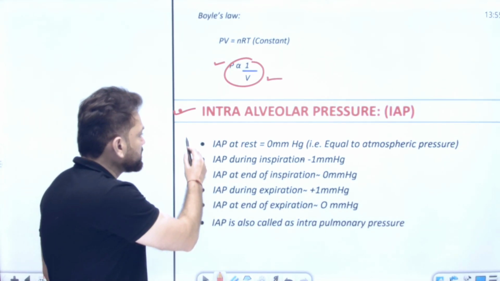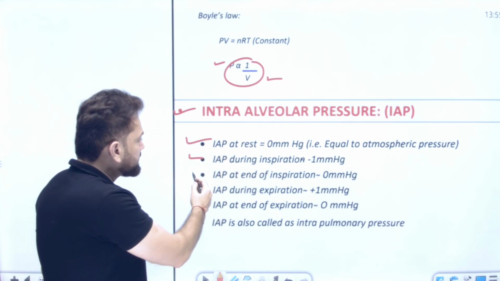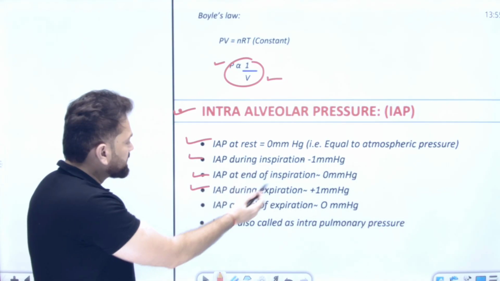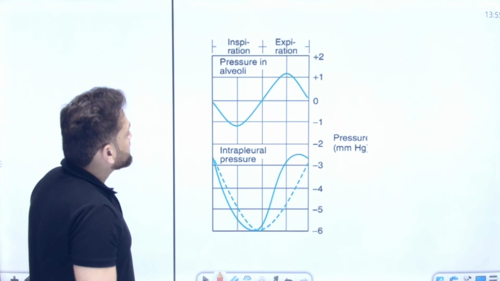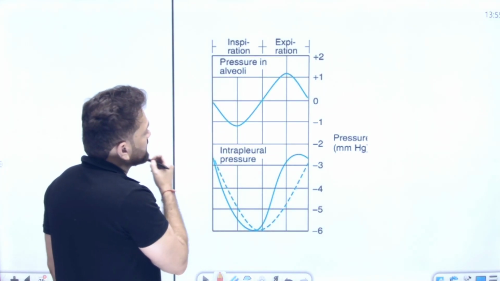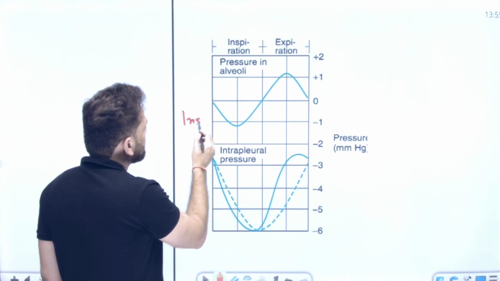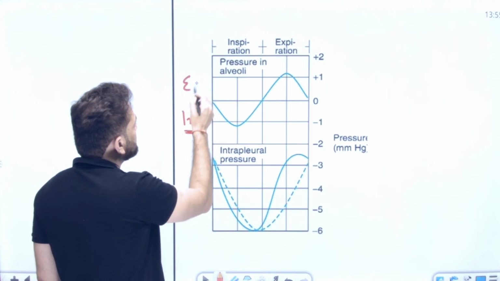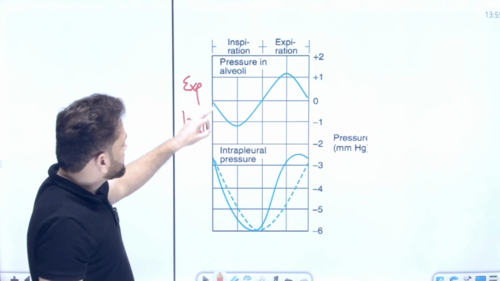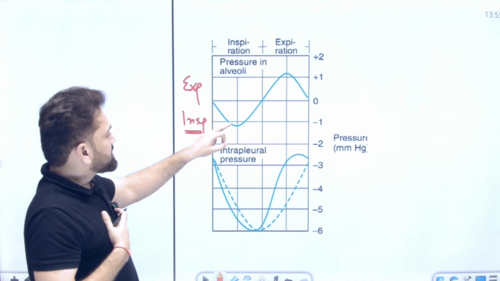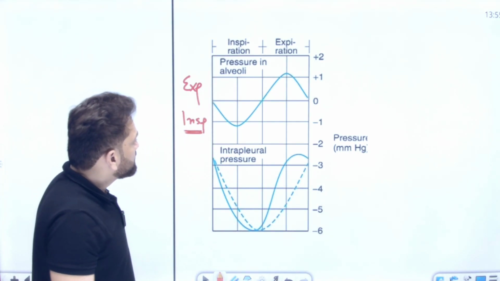Intra-alveolar pressure at rest is 0 mmHg. During inspiration, volume increases, so pressure decreases to -1. At the end of inspiration, again it becomes 0. During expiration it is +1. At the end, 0. It is also called intrapulmonary pressure. You can see here, during inspiration it is -1 and during expiration it is +1. Inspiration, volume increasing, pressure decreasing to -1. Expiration, volume decreasing, pressure will increase. This is called intra-alveolar pressure.